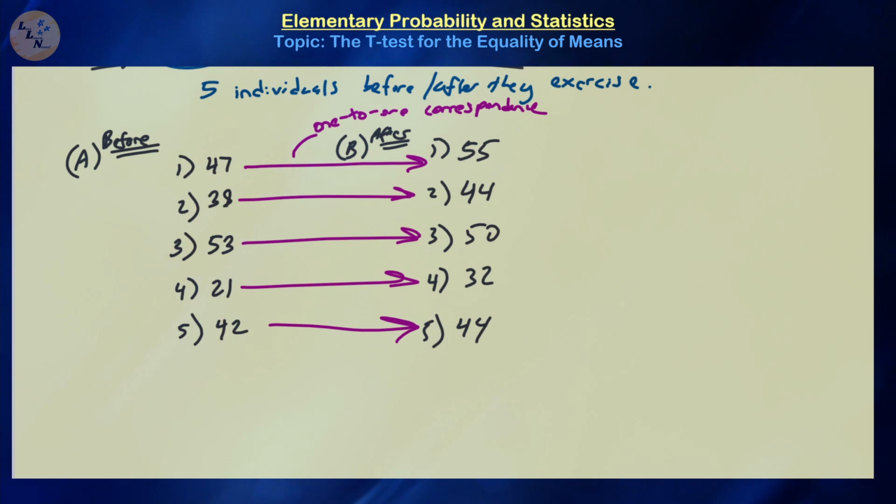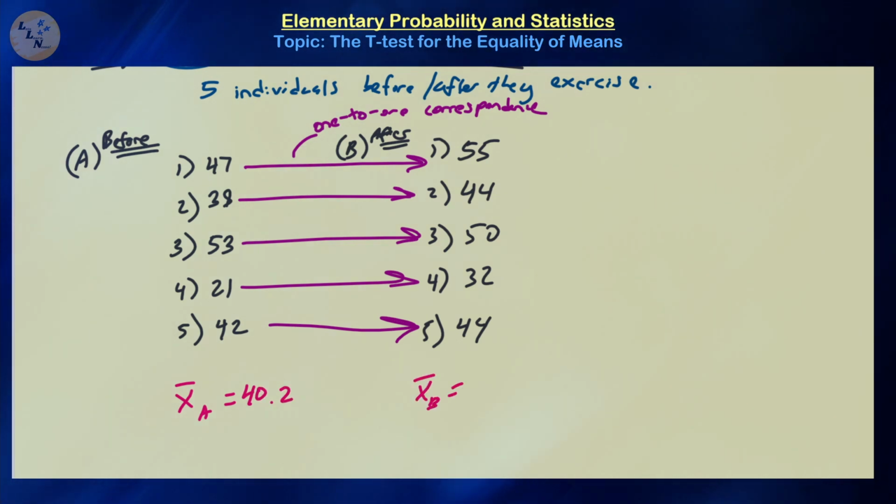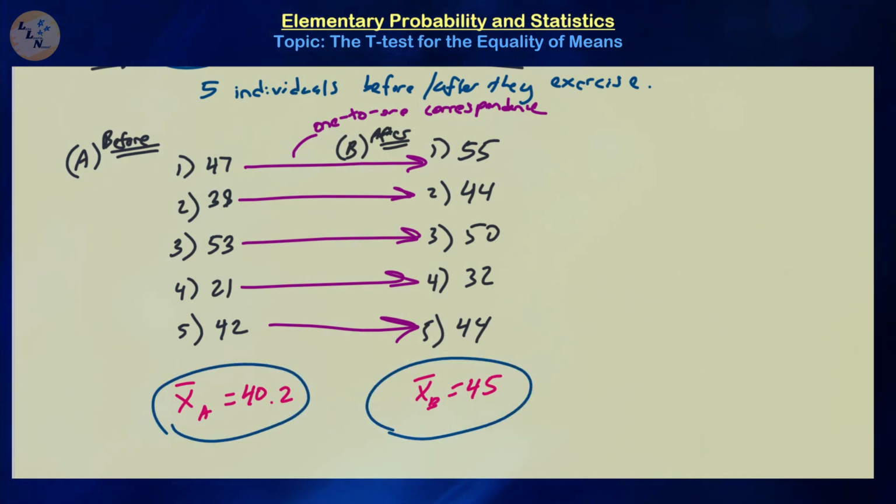So let's look at the average happiness between them. The average happiness before exercise was equal to 40.2, and the average happiness after exercise, B, is going to be equal to 45. So one can then ask, is there a significant difference between these two averages? If there is, then we can pretty much say that, generally speaking, people are usually happier after they exercise versus before they exercise.